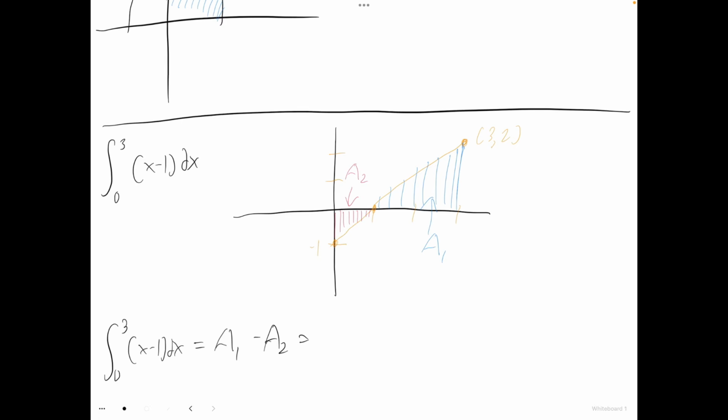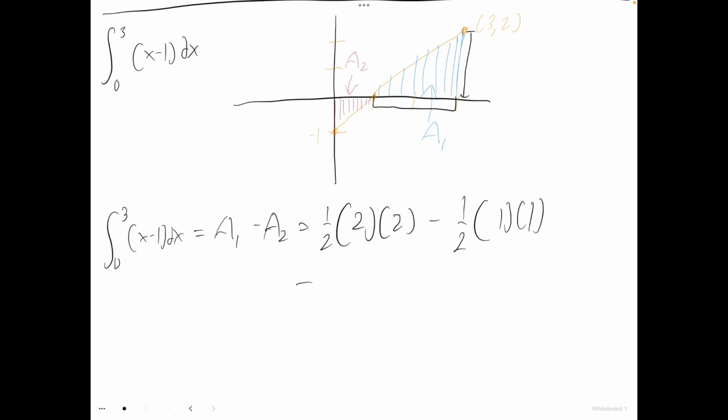Now, the area of the triangle is 1/2 base times height, so we have 1/2 base. The base of A1 has a distance of 2, times the height. The height of the A1 triangle also is 2. And then we have minus A2's area, which is 1/2 times the base. The base is 1, and the height is 1. So we end up with 1/2 times 4 minus 1/2. And so we're just going to end up with 2 minus 1/2, which is 3/2. And so the integral from 0 to 3 of x minus 1 dx is just going to be 3/2.